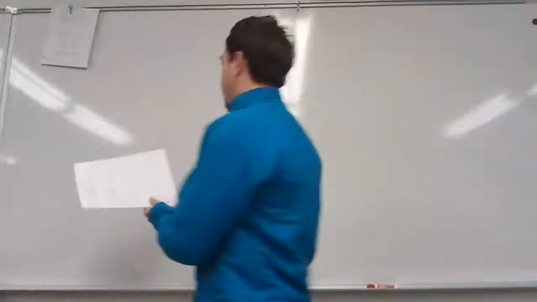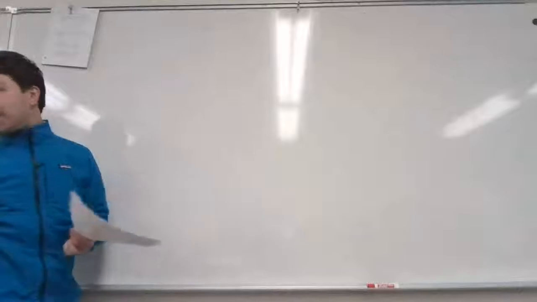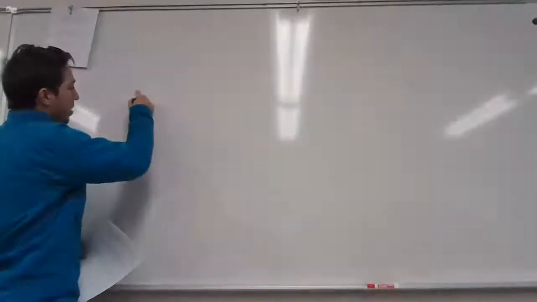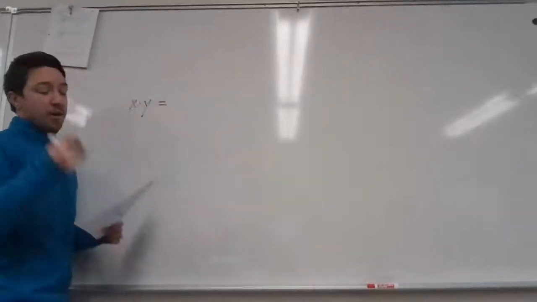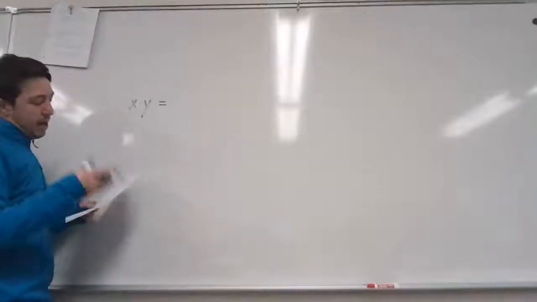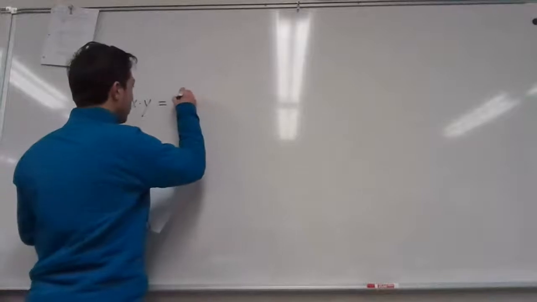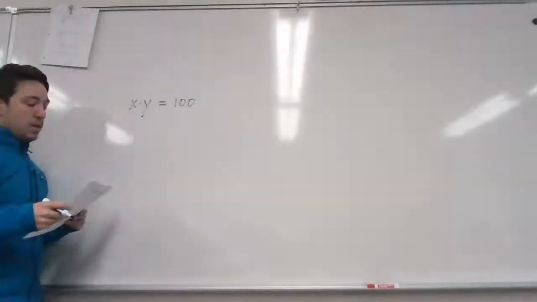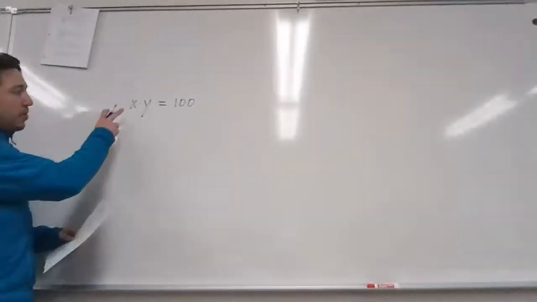Okay. The product of two positive numbers is 100. So what do you think I'm going to call the two numbers? It could be A and B. It could be X and Y. It's up to us. I think I'll go with X and Y. I do like A and B generally, but X and Y is fine. X times Y equals 100. So we'd call this a constraint.